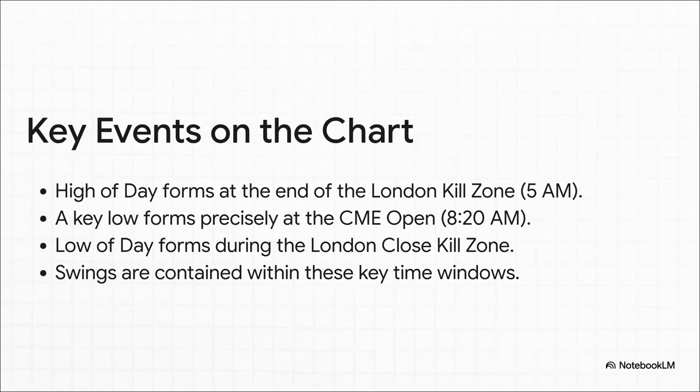Let's get specific here, because this is just amazing. Take a look. The high of the day, where does it form? Bam! Right at 5 a.m., the very end of the London kill zone. And then, get this, a critical short-term low forms precisely at 8:20 a.m., the CME open, smack in the middle of our New York window. And the absolute low of the day? It's printed during the London close kill zone. You can't make this stuff up. This is a clockwork algorithm, plain and simple.